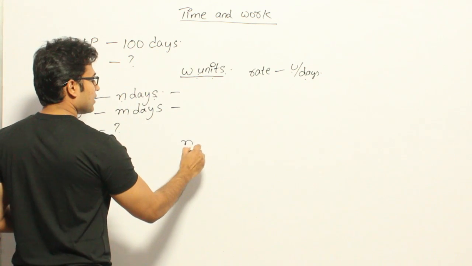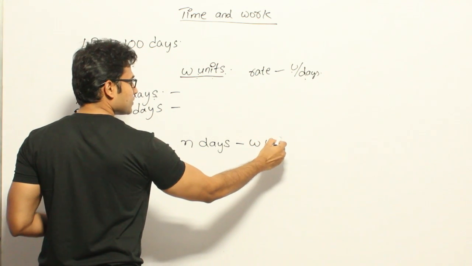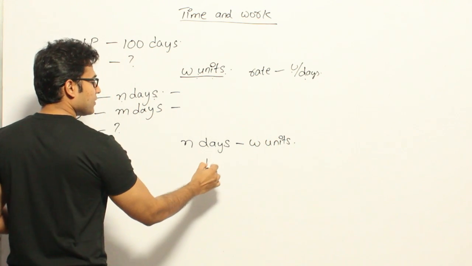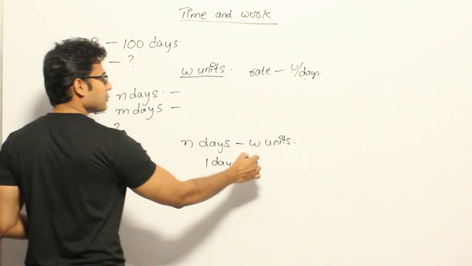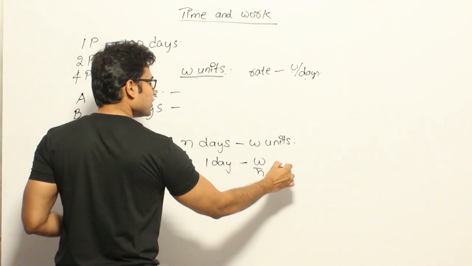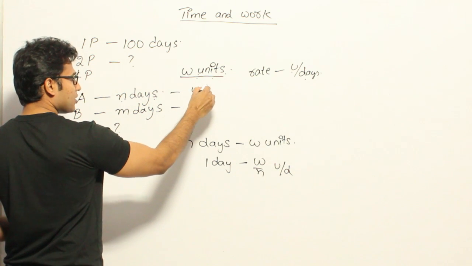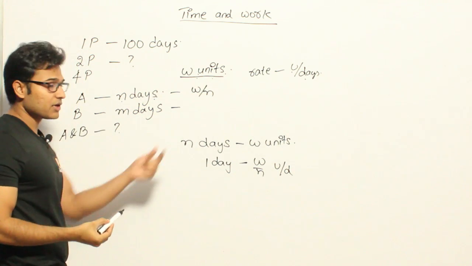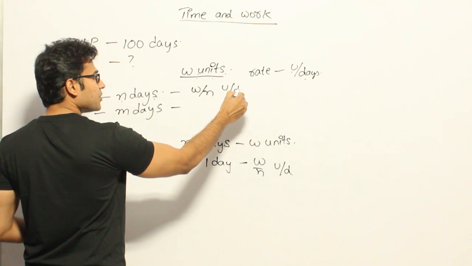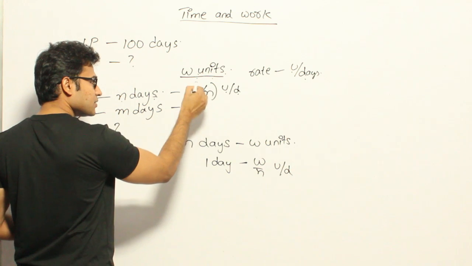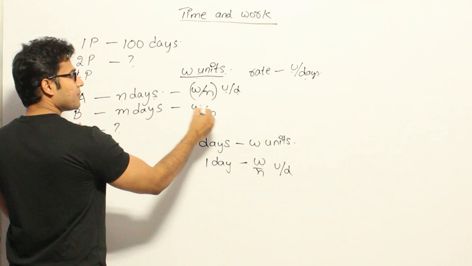See this, in n days A is able to finish W units, right? Then in one day how many units will he be able to finish? It is nothing but W by n units per day. That is called the rate. So rate of A is W by n. In one day, if we let him work, he will be able to finish this much work, right? That is the meaning of units per day. In one day, these many units. How many units? W by n. Similarly, what about B? W by m.